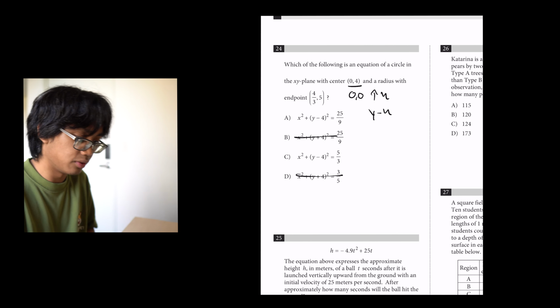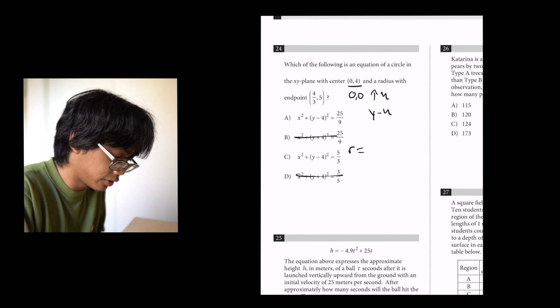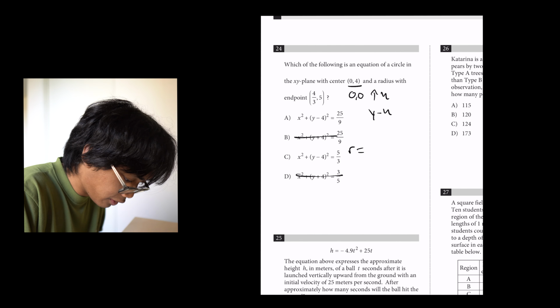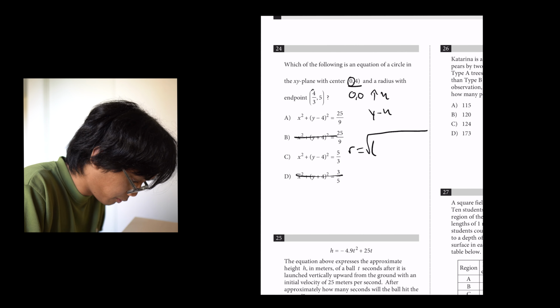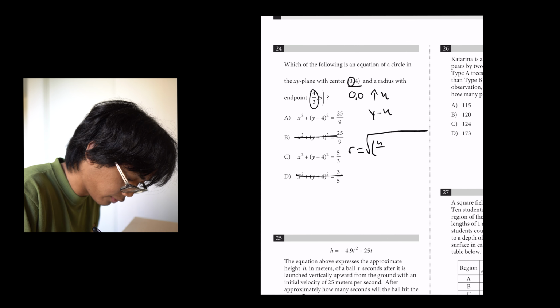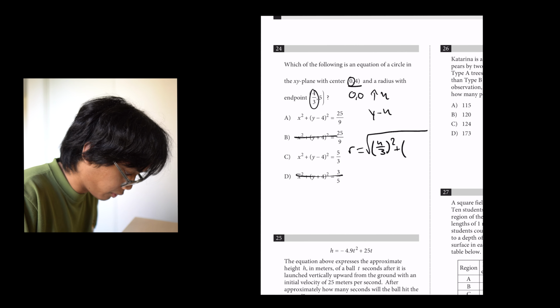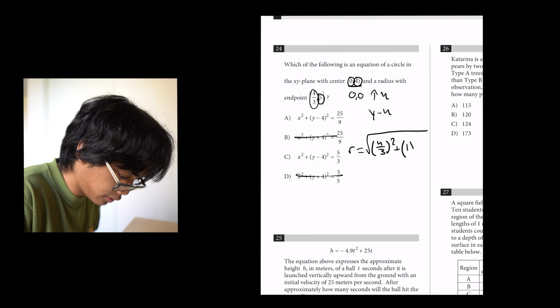And so the radius has an endpoint at (4/3, 5). So essentially we can just do a distance formula. So we're going to have our distance. It's going to be the square root of the distance between these 2 points. It'll be the square root of 4/3 minus 0, and that'll be squared. And then we'll also do 5 minus 4, which will give us 1 squared.